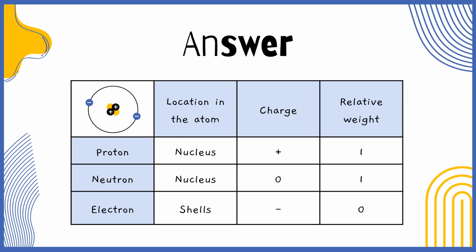If you have answered that protons are present in the nucleus with a positive charge and a relative weight 1, you are correct. Neutrons are in the nucleus with a charge 0 and a relative weight 1. You're correct. And electrons are present in shells or energy levels or orbits with a negative charge and a relative weight of 0. You are absolutely correct. Even if you write 0.0005, it is also correct.